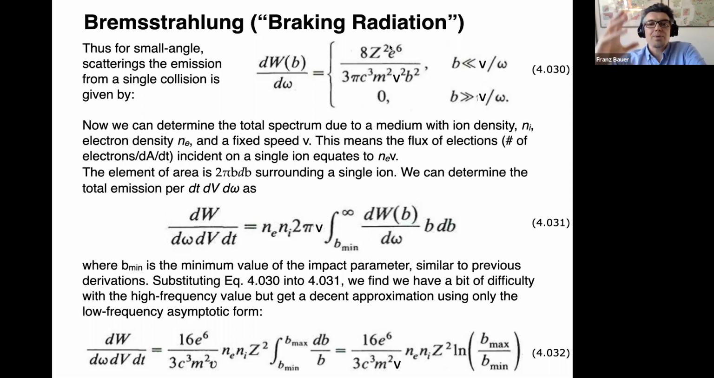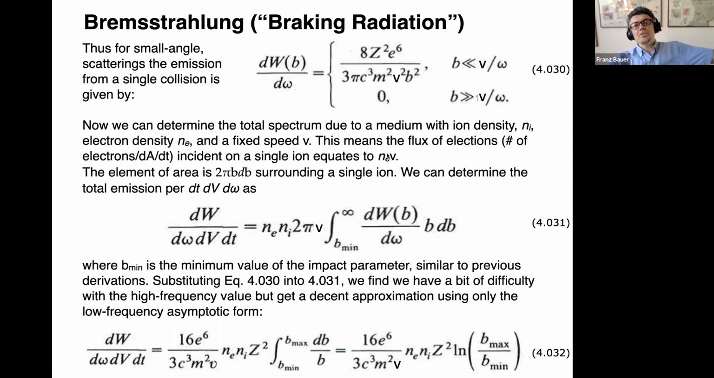And so now let's imagine that we have a variety of ions and some density of electrons. So we have an ion density Ni, we have an electron density Ne, and let's imagine that we have a fixed speed of these particles. And so we will have a flux of electrons, and so we have a number of electrons per area per time that is incident on a single ion. And this would then equate to Ne times the velocity.